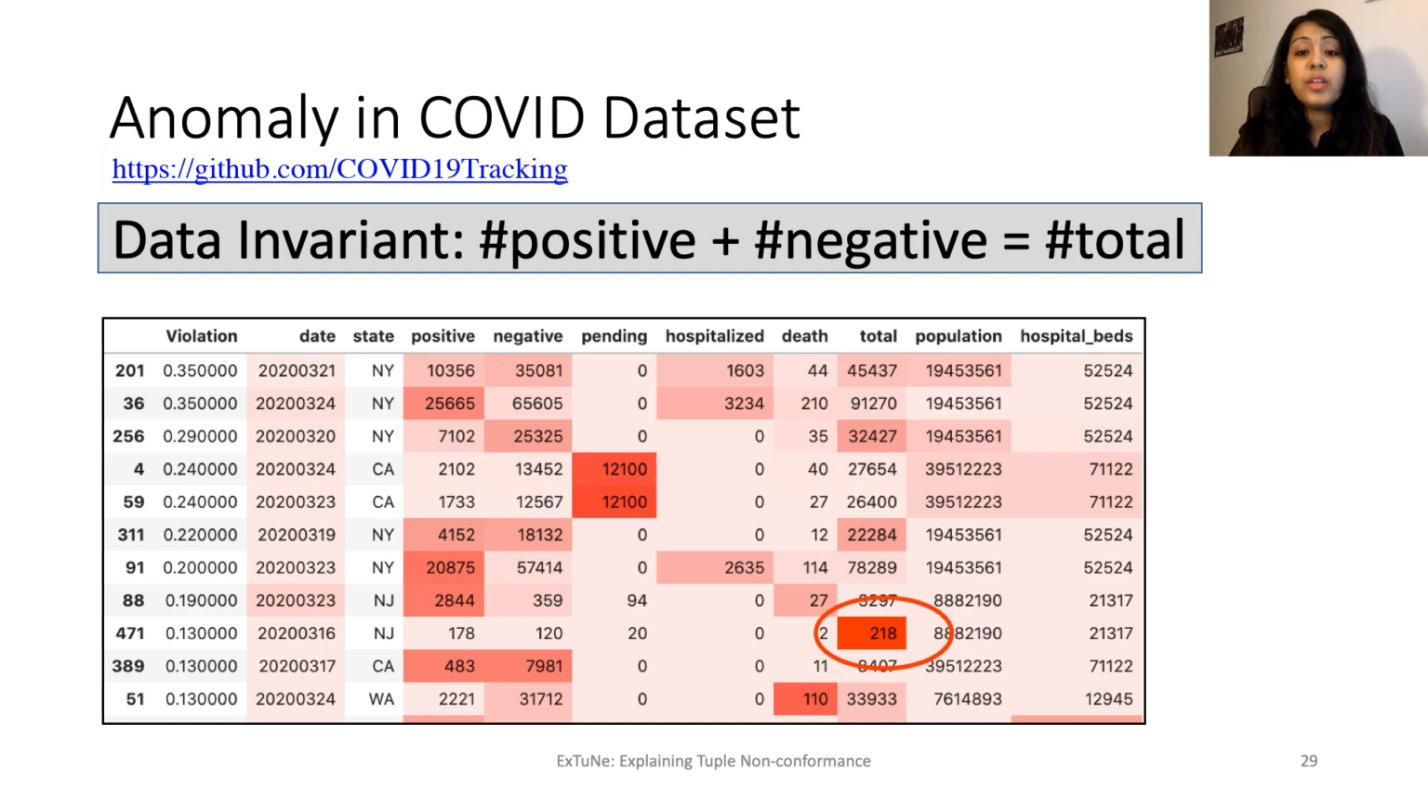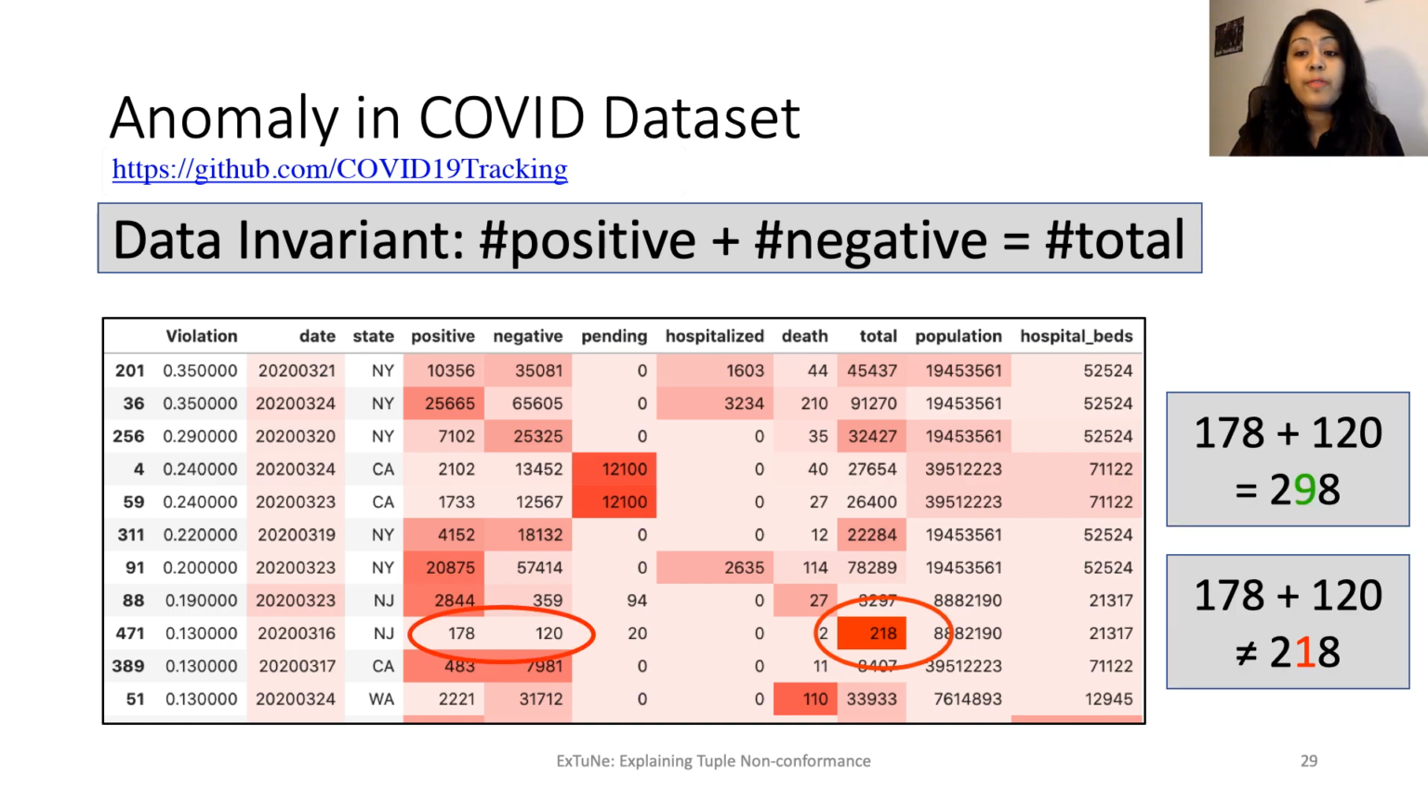When we took a closer look at the non-conforming tuples, we found a data entry error due to a typo. The total number of tests for New Jersey should have been 298, but instead it was mistyped as 218, and ExTuNe correctly explained the cause of the error.